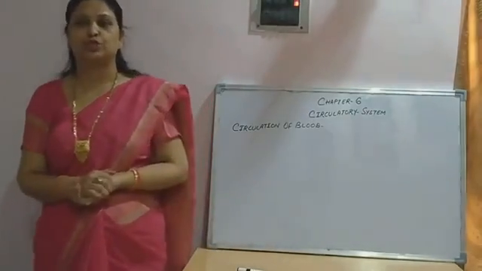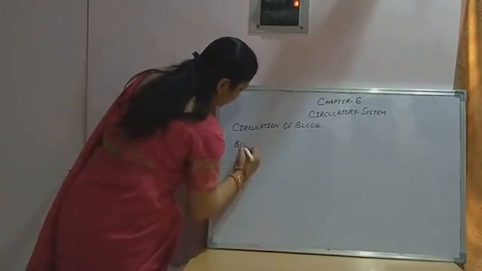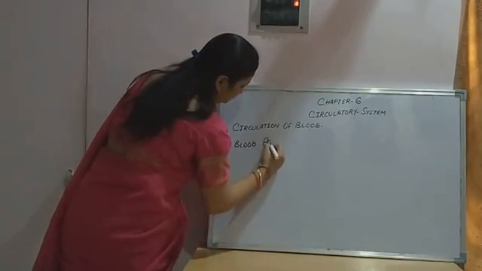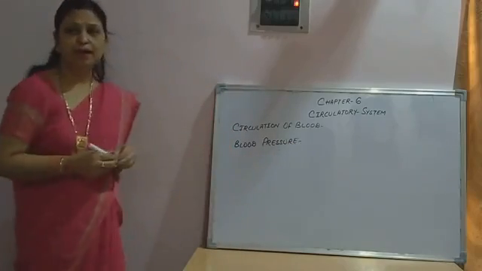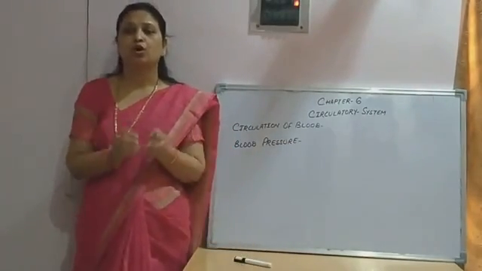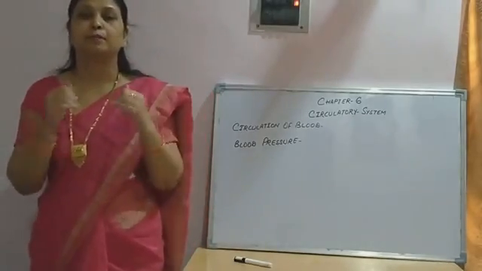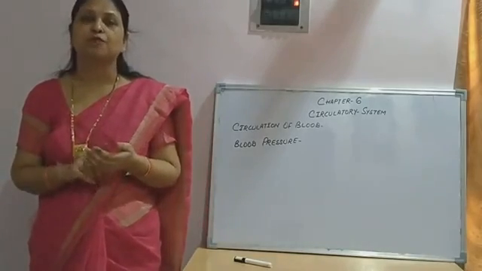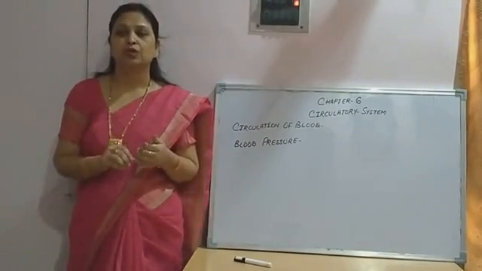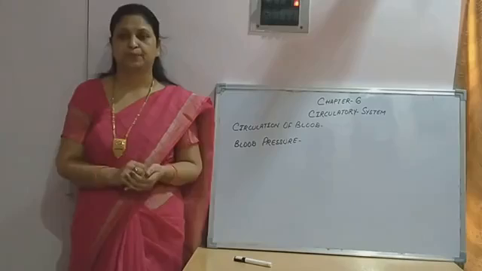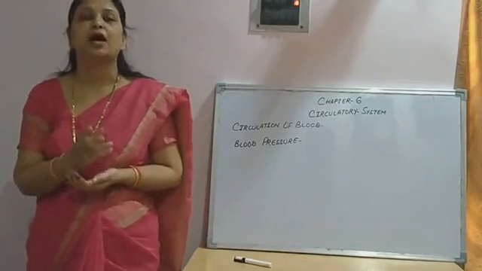Now, today I am going to teach you about blood pressure. Blood pressure is the pressure of circulating blood against the walls of blood vessels. Most of this pressure results from the heart pumping blood through the circulatory system. The term blood pressure refers to the pressure in the large arteries.